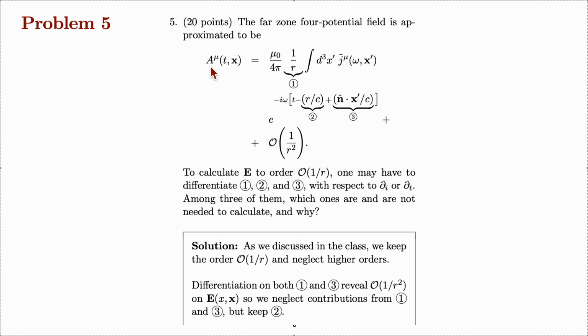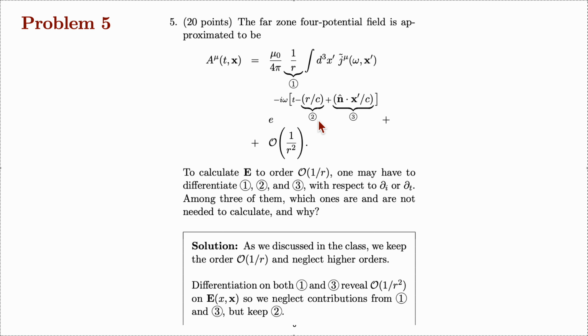Number 5, so I wrote an approximate 4-dimensional vector potential field in a series of 1/r and higher order, and there are 1 to 3 parts that we need to take care of when we get the electric field. During the class, I mentioned that number 1 and number 3 are of order 1/r^2, so we don't actually have to worry about them. But number 2 is the one that produces the 1/r term, so we have to take number 2 into account.